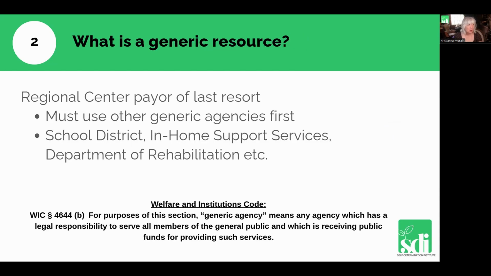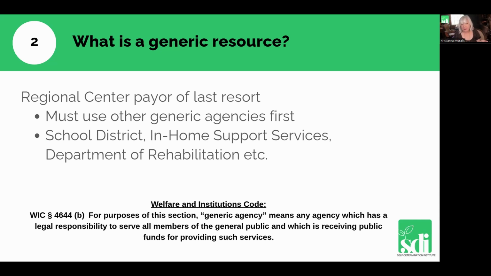Step two, what is the generic resource? You have to attempt a generic resource. They love these weird terms and words in the regional center world. It's kind of like a whole other language. But the regional center is the payer of last resort. What that means is that other agencies that get federal dollars must be used first before the regional center can.